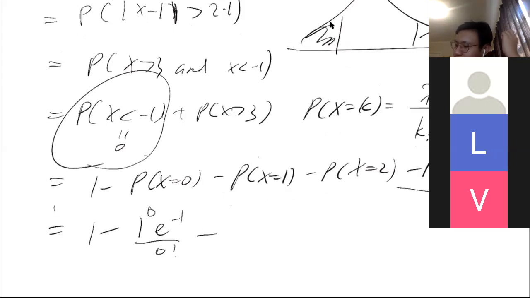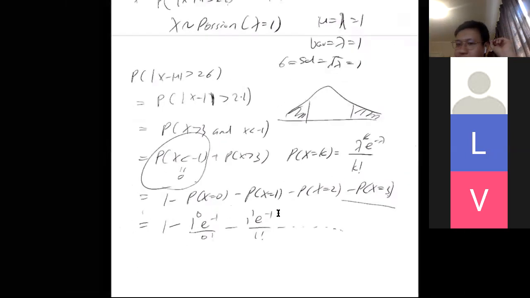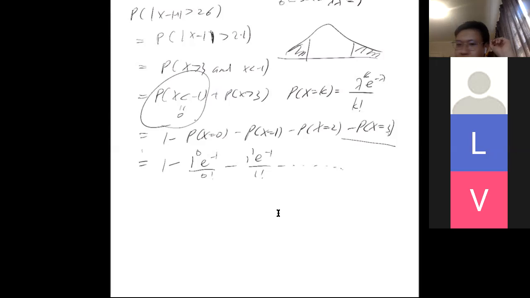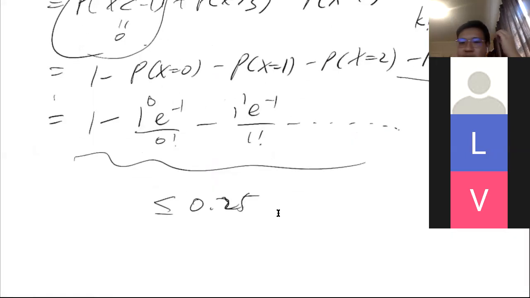So just minus 1 to the 1 over 1 factorial, and you will get the answer for part C. And at last you will find that it corresponds to the upper bound we found at part A. So the solution will be a number that is strictly less than 0.25, because at part A we said that the solution is strictly bounded by 0.25.